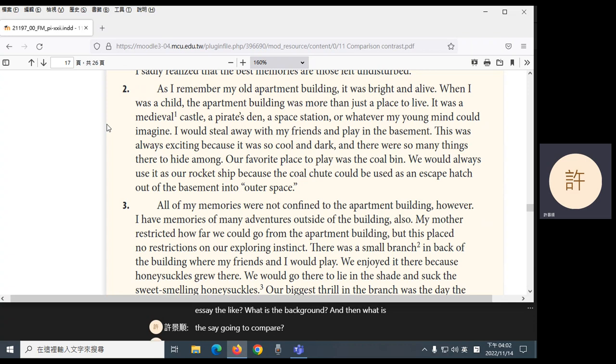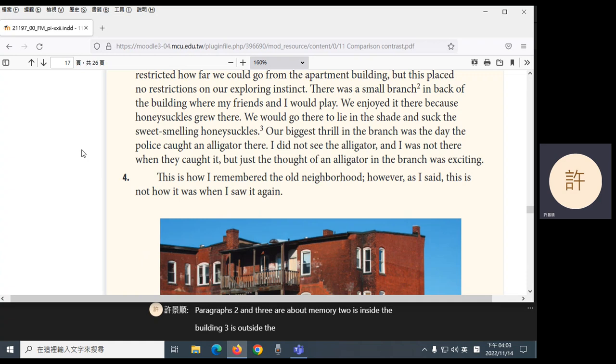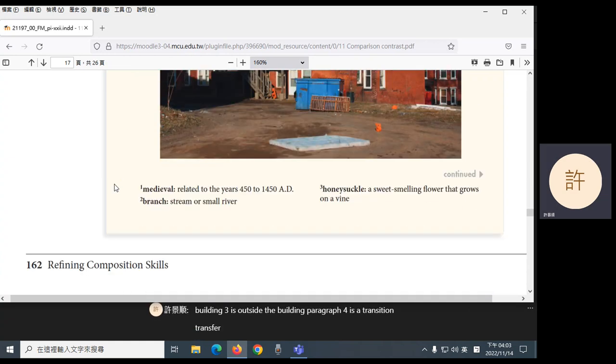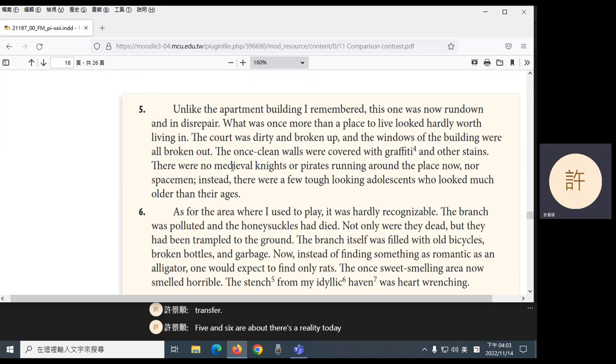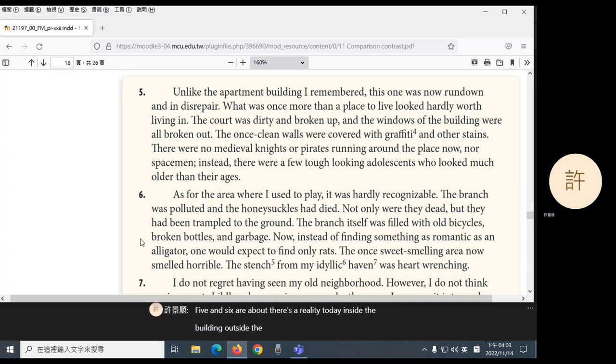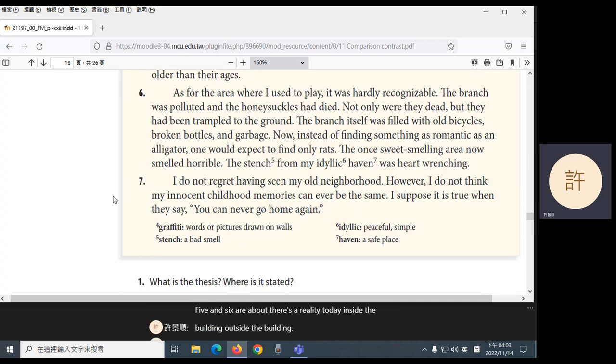Paragraphs 2 and 3 are about memory. 2 is inside the building, 3 is outside the building. Paragraph 4 is a transition, 转折. 5 and 6 are about the reality today, inside the building, outside the building. And 7 is the conclusion.